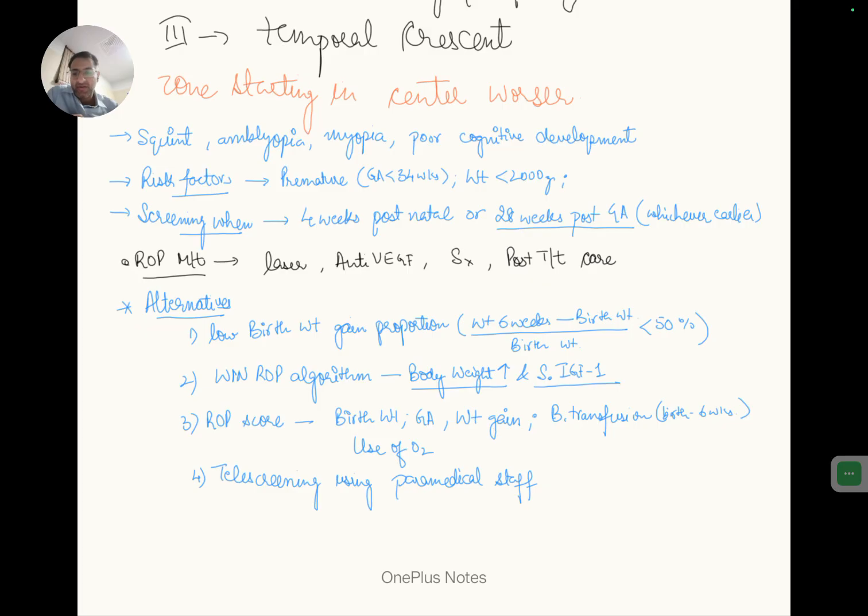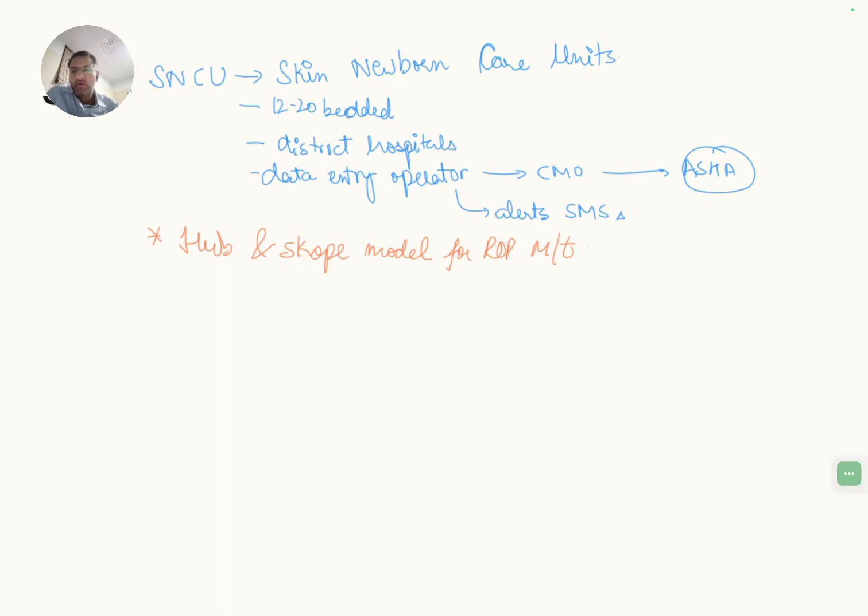The third alternative is the ROP score, in which we have to consider everything: the birth weight, the gestational age, the weight gain, the blood transfusion, if needed, between birth and up to 6 weeks, and the use of oxygen post delivery. The fourth alternative, which can be used for ROP screening, is telescreening using the paramedical staff, in which they can click the photos using the RetCam and send it to the retinal surgeons or the ophthalmic surgeons to grade the ROP.